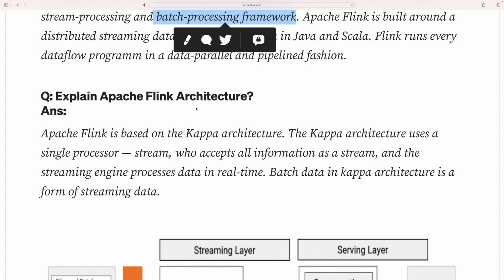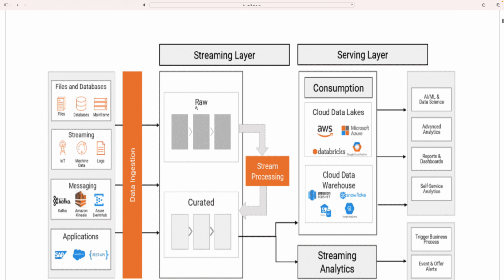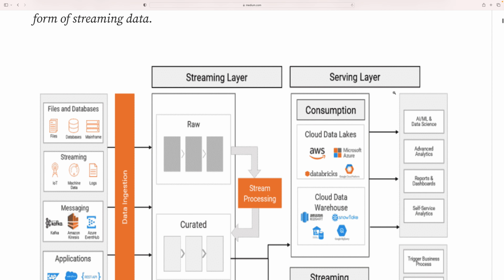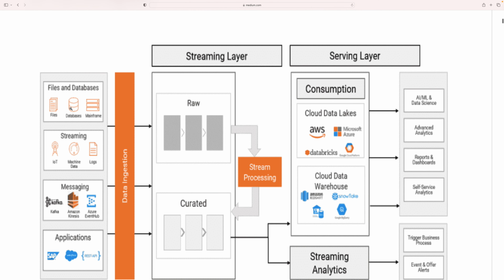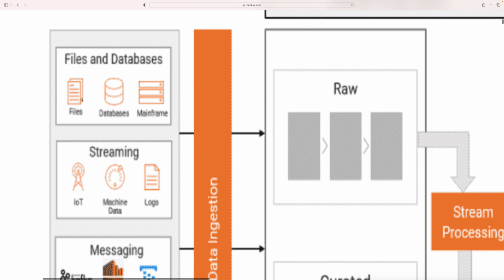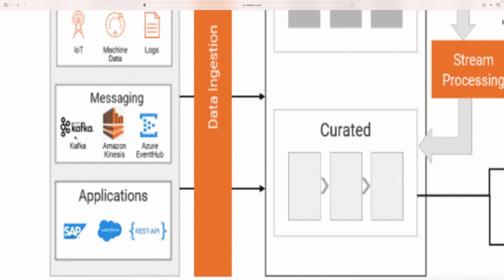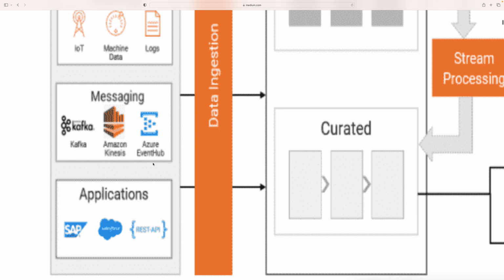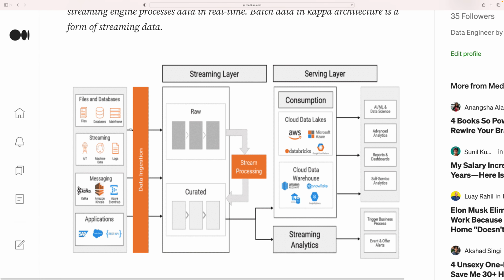So the Apache Flink architecture, if you look at how it is used: this is the streaming layer, this is the serving layer, and this is the source layer. So data ingestion, files and data sources. Our source could be files, databases, streaming IoT machines and logs, messaging like Kafka, Amazon Kinesis, Azure Event Hub, and applications like SAP and Salesforce and many APIs. And this is the ingestion layer.